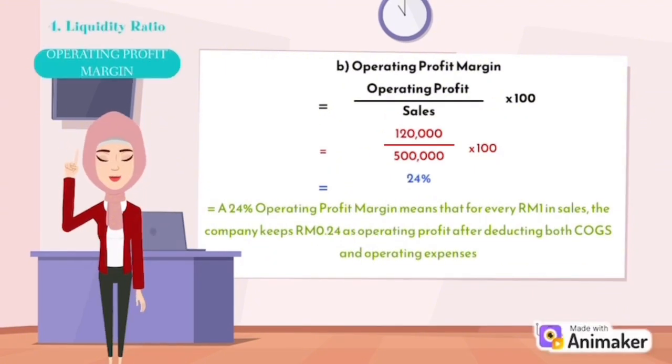Operating profit margin. The formula for operating profit margin is operating profit divided by sales, then multiplied by 100. In this case, the operating profit is 120,000 and the sales are 500,000. To calculate, divide 120,000 by 500,000, then multiply by 100. The result is 24%. A 24% operating profit margin means that for every 1 ringgit in sales, the company keeps 24 sen as operating profit after deducting both cost of goods sold and operating expenses.